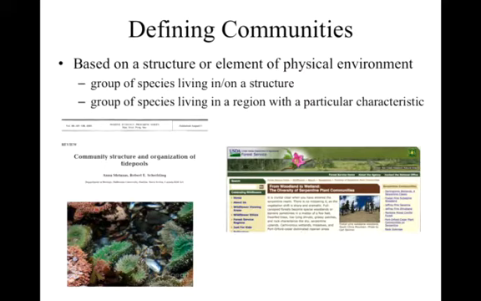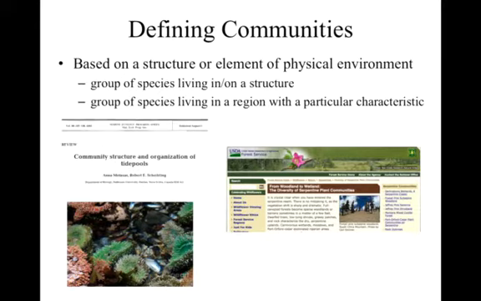And to understand community ecology, we first need to know how to define communities. And there's a number of different ways that ecologists tend to define different communities. One way is to base your definition of a community on a structure or some other element of the physical environment. So it could be the group of species that are living on a particular structure. A good example would be the community in a tide pool.